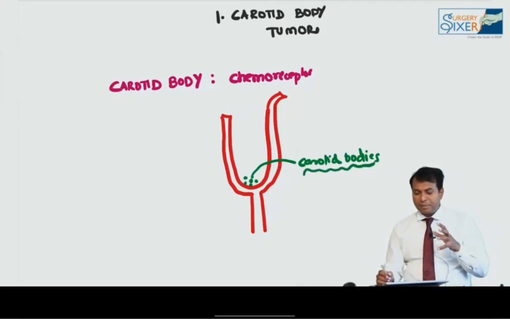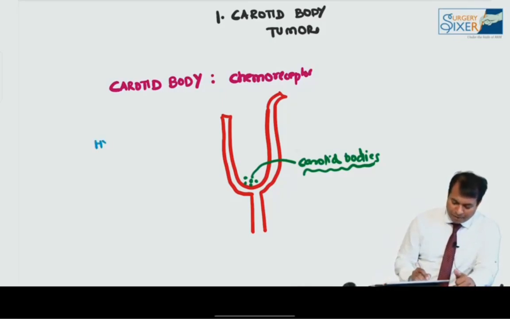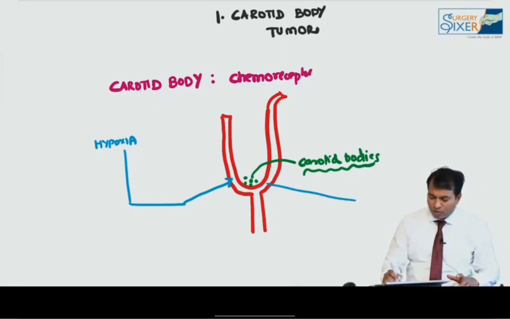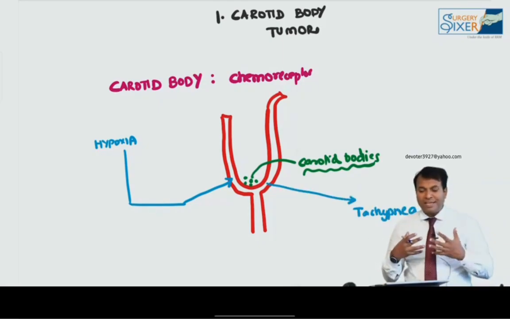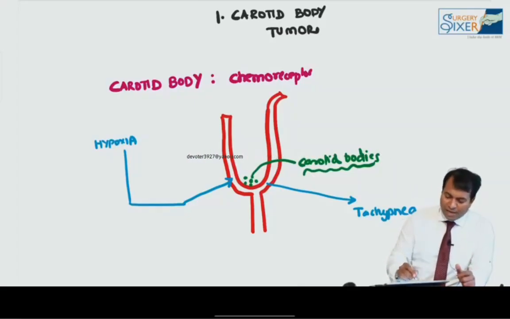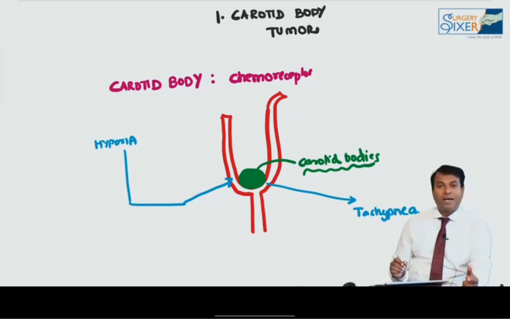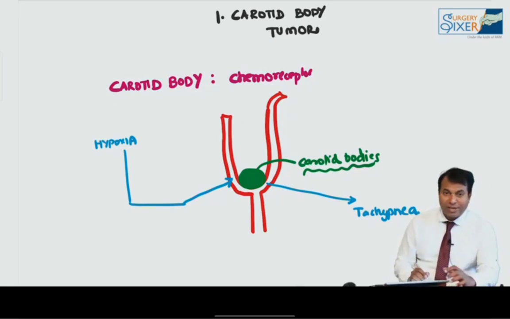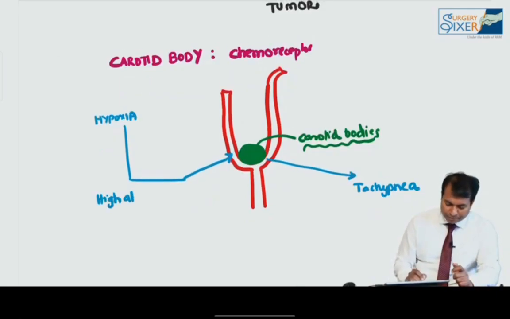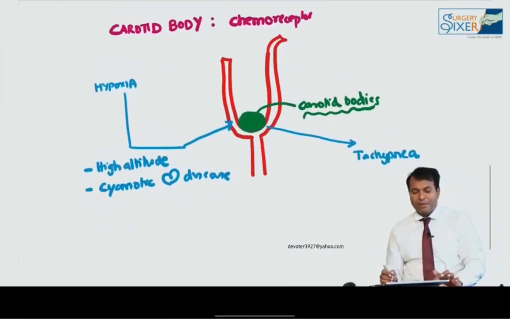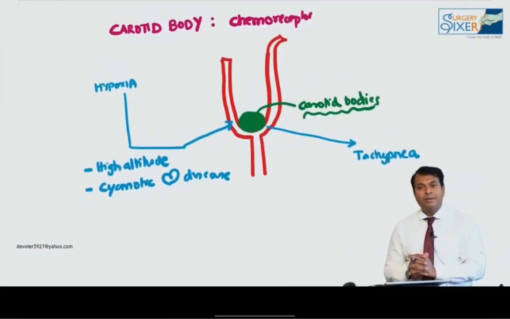Please remember, if there is hypoxia, this hypoxia stimulates the carotid bodies and the patient goes for tachypnea, and compensatory mechanisms act to increase the oxygen level in the body. Therefore, those who have persistent hypoxia will develop hypertrophy of this body, known as carotid body tumor. Who has constant hypoxia? High altitude people and cyanotic heart disease patients. Therefore they commonly have carotid body tumor.